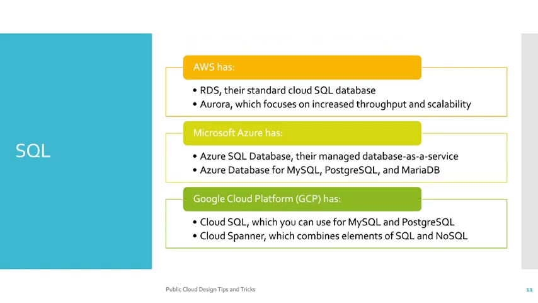Now, when we are talking about SQL databases, AWS has RDS, a standard cloud SQL database, and Aurora, which also focuses on increased throughput and scalability. Microsoft Azure has multiple solutions like Azure SQL Database, their managed database as a service solution. Azure Database for MySQL, PostgreSQL and MariaDB are also there. Google Cloud has Cloud SQL and Cloud Spanner. These are all solutions available with respect to SQL databases from public cloud vendors.